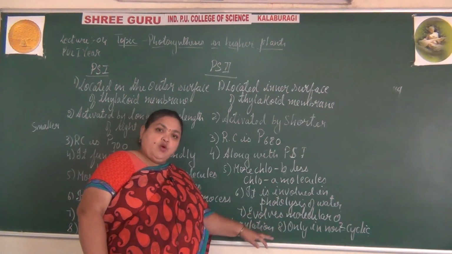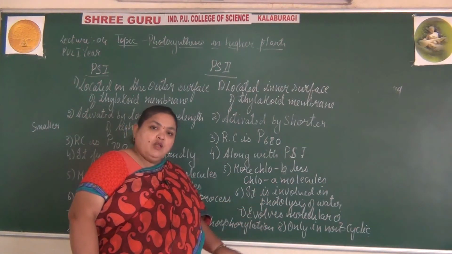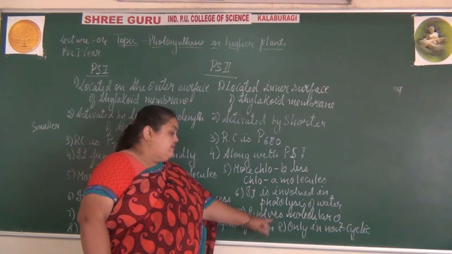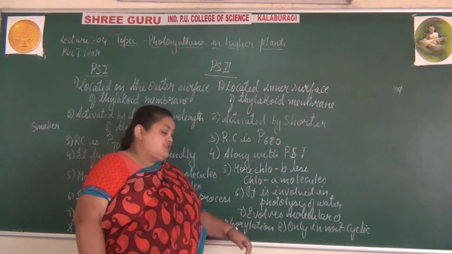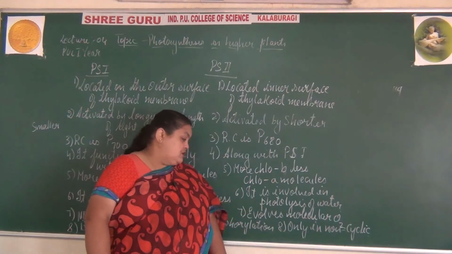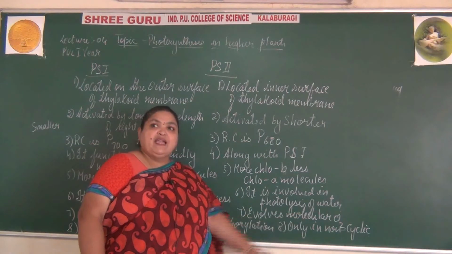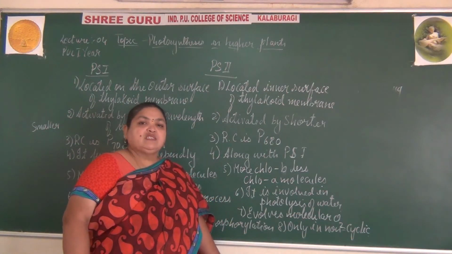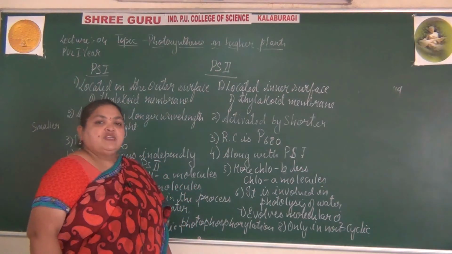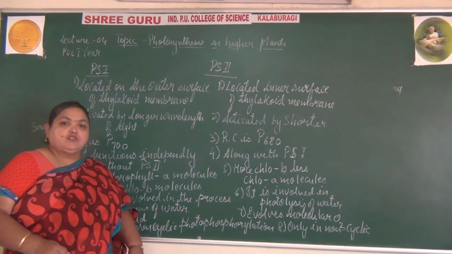This is involved in the process of photolysis of water, which leads to the evolution of oxygen. So photosystem 2 helps in the evolution of molecular oxygen, and usually it is only in the non-cyclic process. Only in the non-cyclic process is photosystem 2 involved.